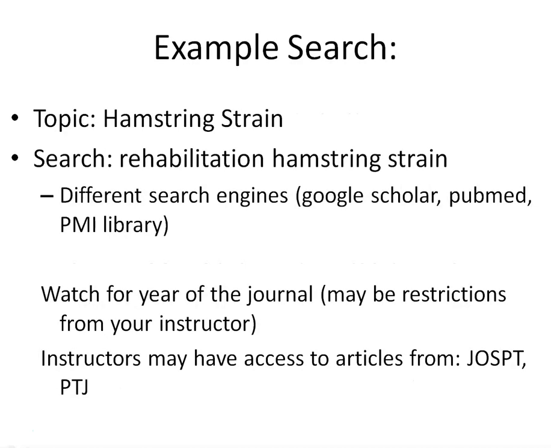So I'm going to go through an example search with you guys. What we're going to do is search for a hamstring strain. Okay, and the criteria that I use to search is rehabilitation of a hamstring strain. Very straightforward. You can use several different search engines. I'm going to show you with Google Scholar, but you can also use PubMed or the PMI library on Blackboard. And what I want you to look at are the year of the journals, because there may be some restrictions by your instructor, and if you can get access to the journals.